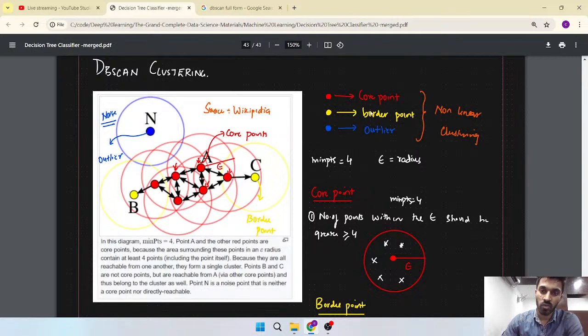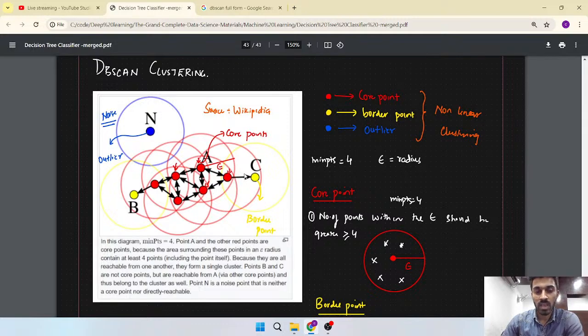Now, what is a core point, a border point, and an outlier? How do we find them? Take a point and create a circle of epsilon radius. If you get a point inside this circle, then this is your border point. Now take this as a center and again create a circle of epsilon radius. Here you will get 1, 2, 3 points inside.